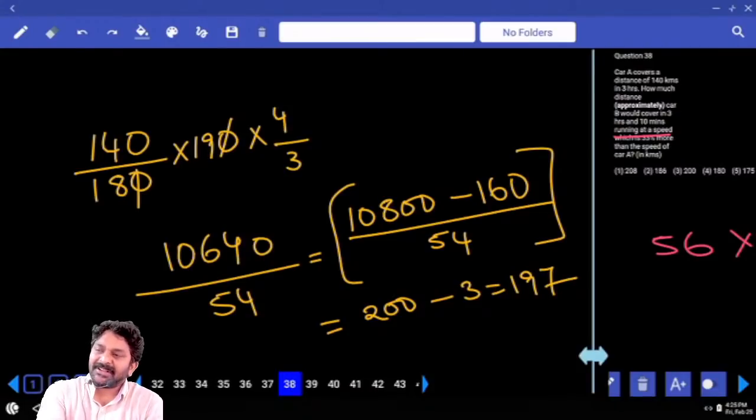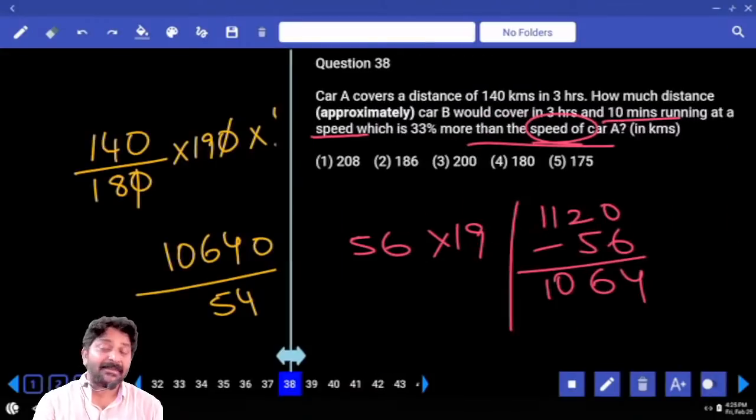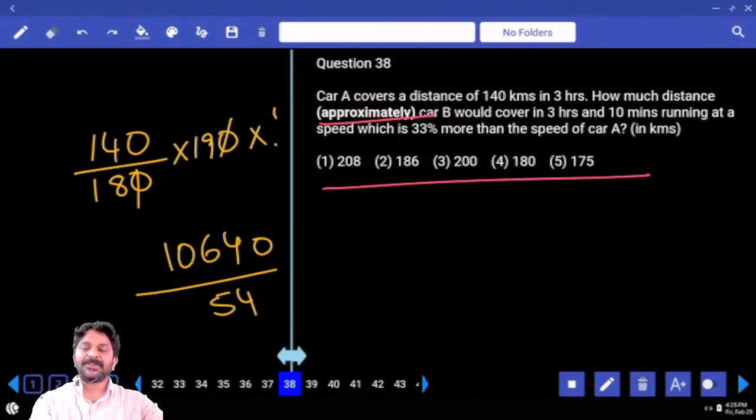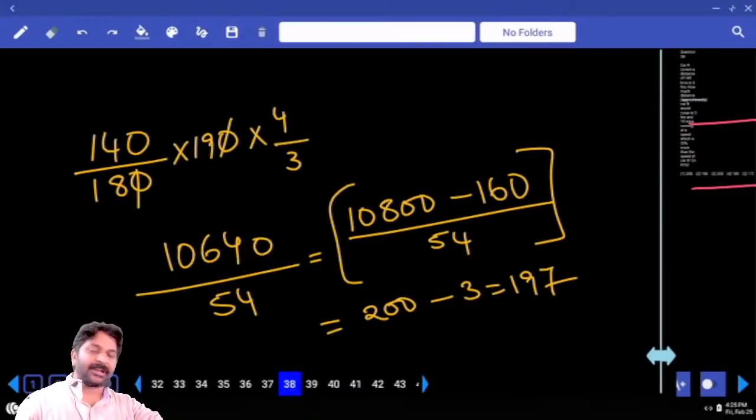Approximately 200. Our exact number is 197, but we were asked to calculate approximately, right? Out of the given options, what is approximate to 197? 200 is preferable, so third option.